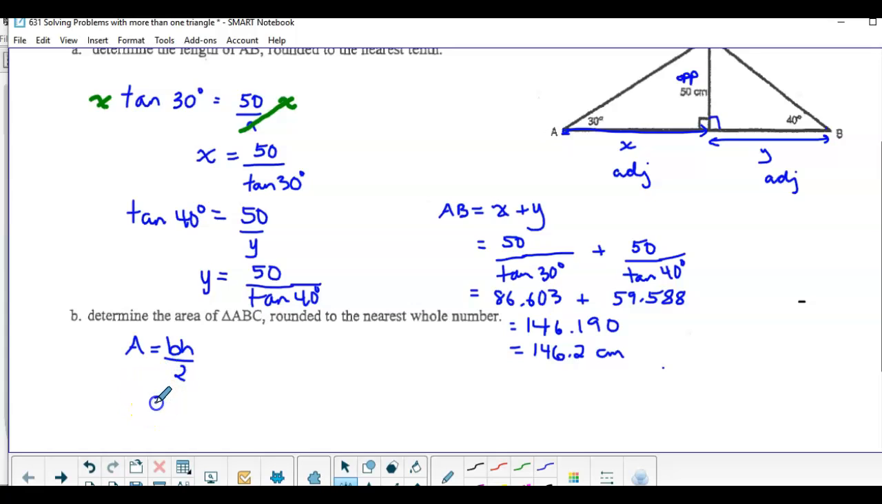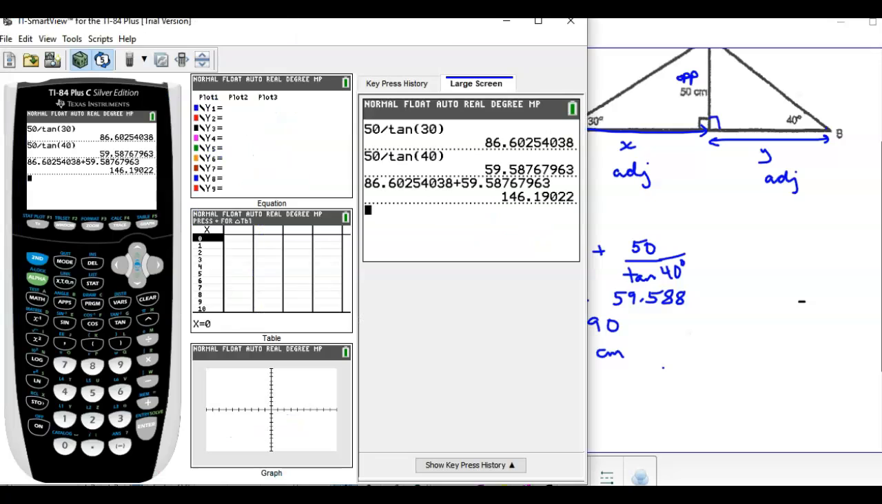All right, so the base is what we just calculated, and that's where I'm going to use my value that's rounded to 3 decimal places. And then height is 50, so multiply by 50, and then divide by 2. Okay, so now in my calculator, I have the 146.190. I have it to more decimal places, so use it if you do have that. And then just press multiply by 50 and then divide by 2.